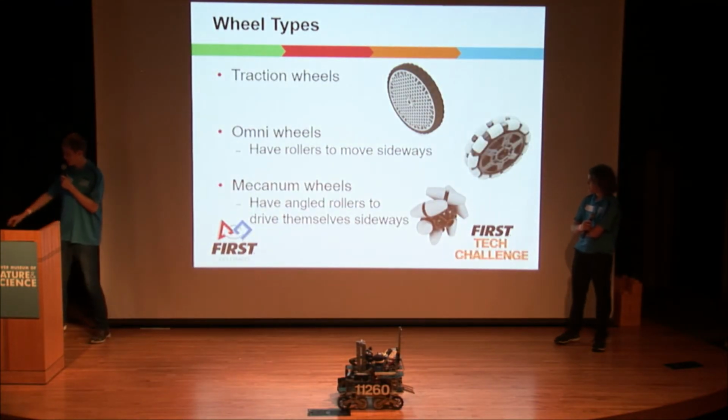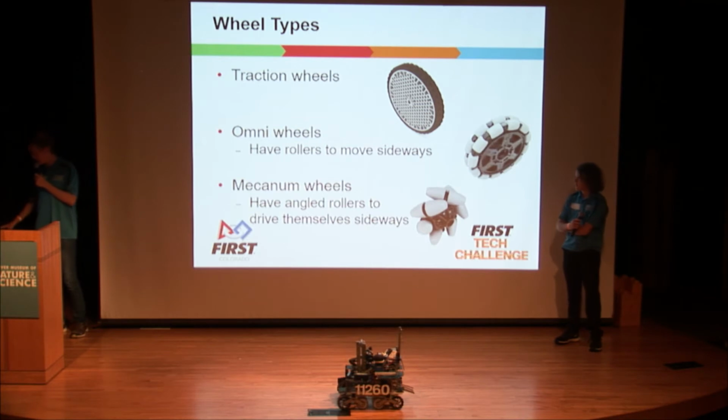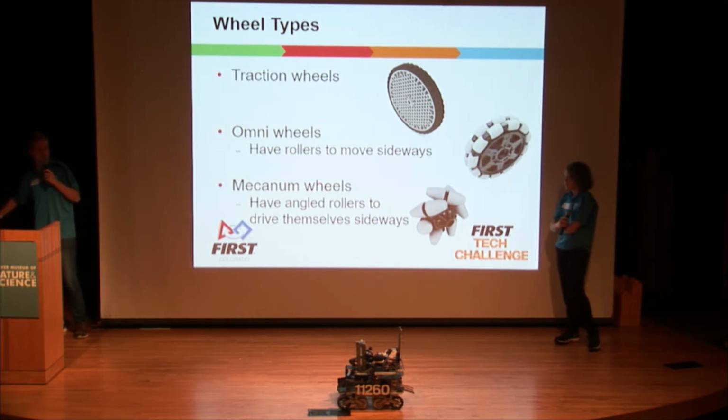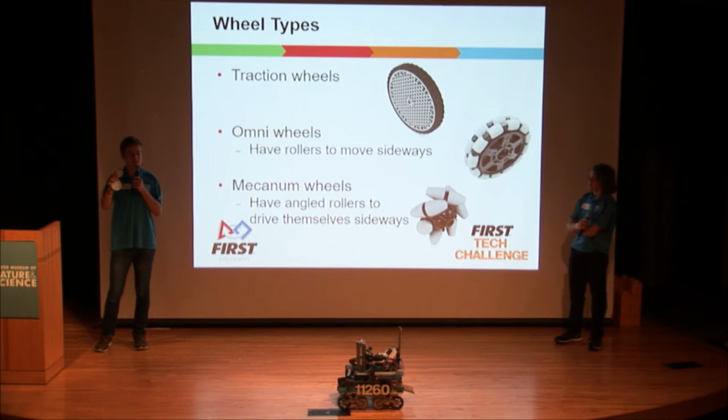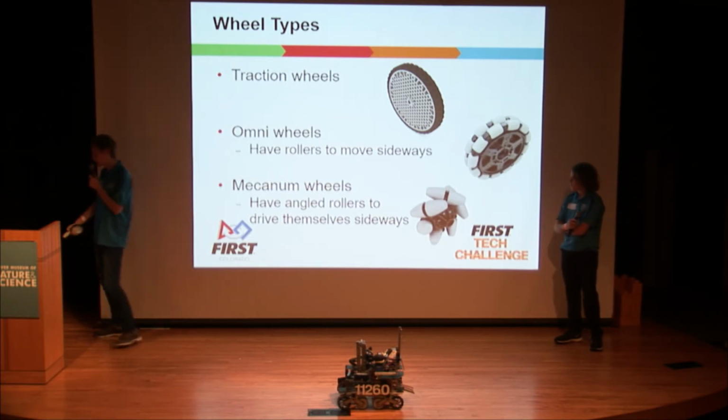So we brought some examples of different wheels that there are in FTC and different options that you have. The first wheel option is the traction wheel, which is the very simple wheel. There's a narrow one and a wide one, and they just have rubber coating on that side, the most basic wheel.